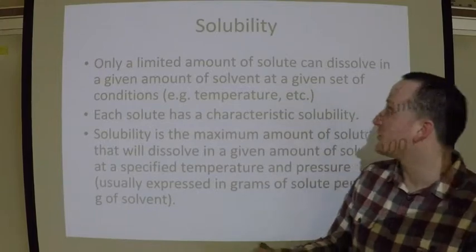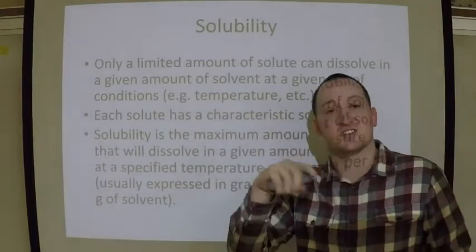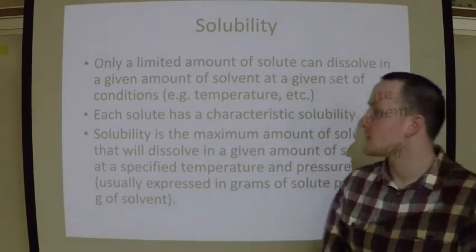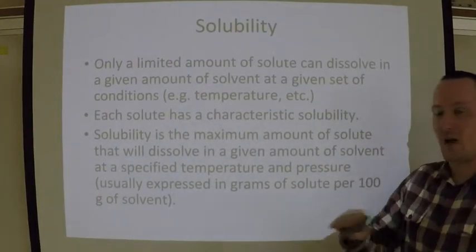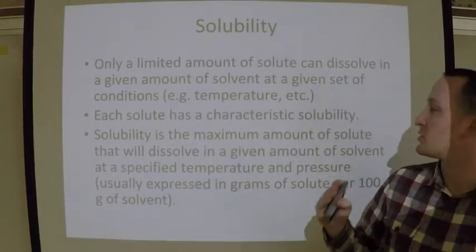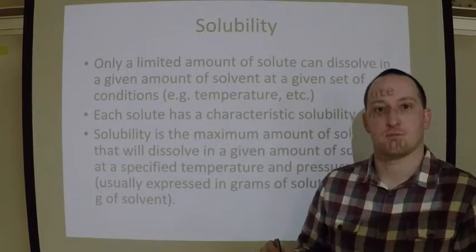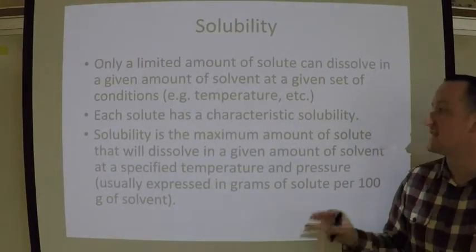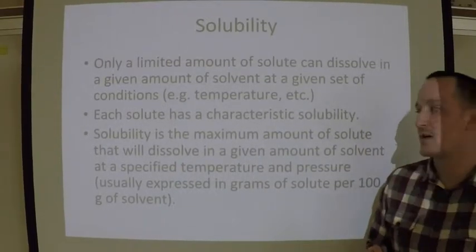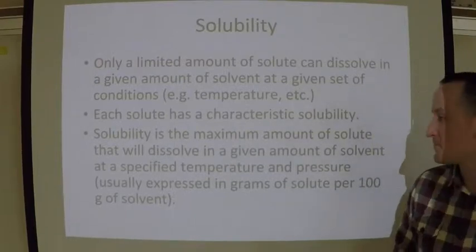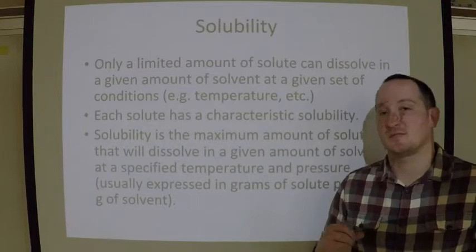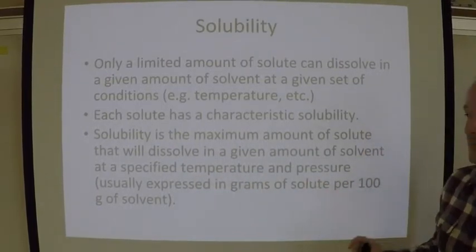Only a limited amount of solute, okay, that's the stuff that gets dissolved, can dissolve in the solvent. That's the stuff that's doing the dissolving. Okay, so each solute, so everything you could ever possibly think of, has a characteristic solubility. All right? Solubility is the maximum amount of solute that will dissolve in a given amount of solvent at a specified temperature. Also pressure. So things that can affect solubility of something is obviously temperature and pressure.